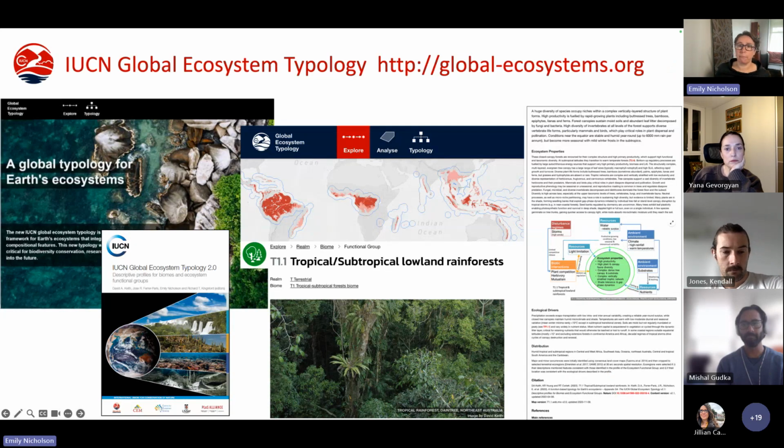So just briefly, you can explore the global ecosystem typology in an IUCN publication, but the best place to look at the most up-to-date versions is on this website, globalecosystems.org. And there you can explore the ecosystems of the world through descriptions, photos, and indicative maps of the distribution of the ecosystem functional groups. And I recommend that you explore it and have a look around. It's like a world tour when you're stuck in your office. You can also, through the analyze function here, explore which ecosystem functional groups are likely to occur in your country or your region. So I'd recommend you have a look at that as well.